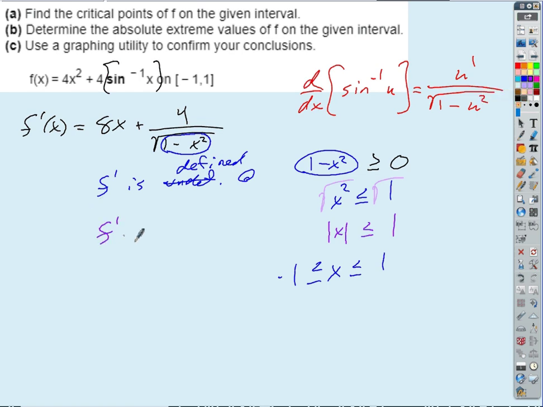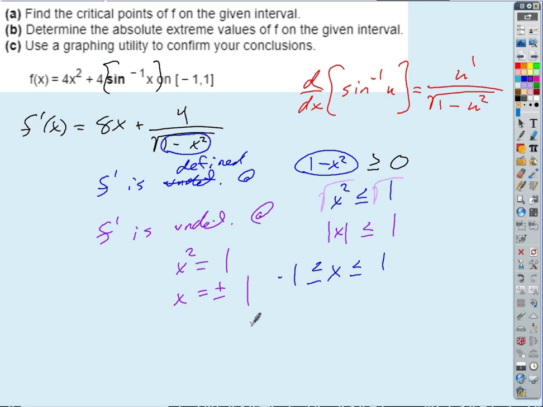But there's two places. f prime is undefined whenever the bottom is equal to 0 also, right? We've got two separate things going on. So the bottom is 0 when 1 minus x squared equals 0, which is when x squared equals 1. Okay, so it's undefined then at x equals plus or minus 1.